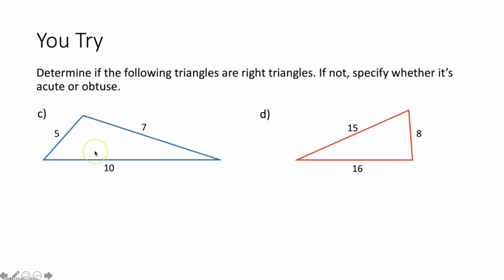Part C, doing the same thing. I start with my Pythagorean theorem. My two shorter legs are going to go in for A and B. Doesn't matter which is which, so I'm going to plug in 5 for my A value, 7 for my B value. I do that because my longest side, 10, has to go in for my C value.